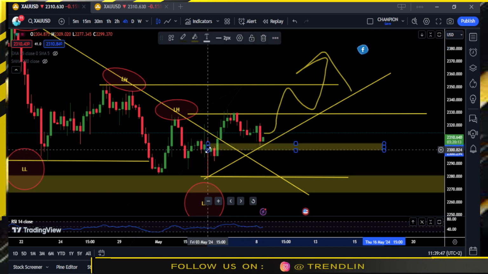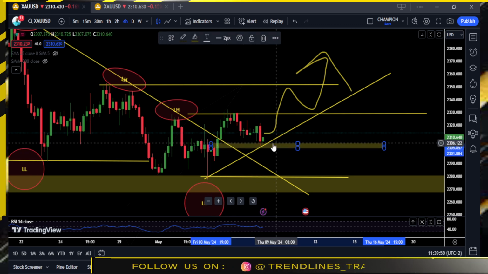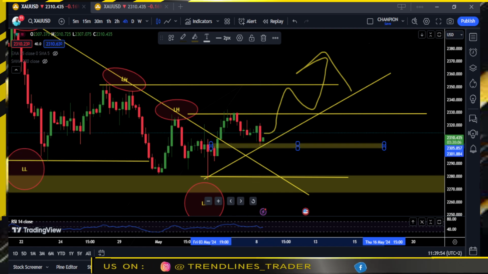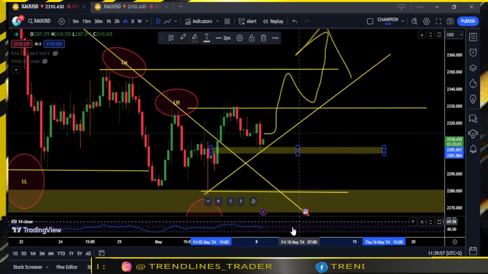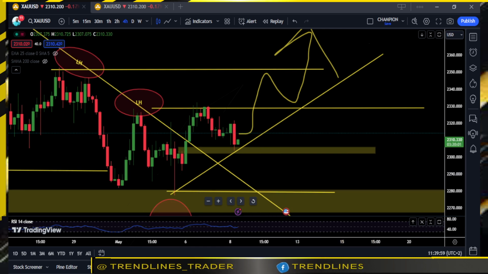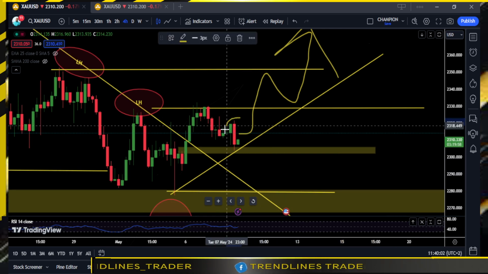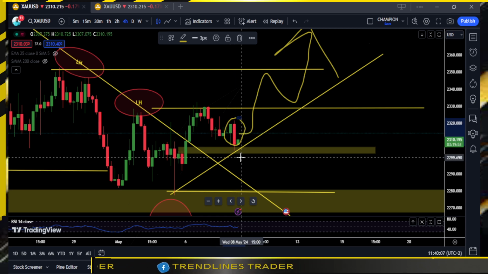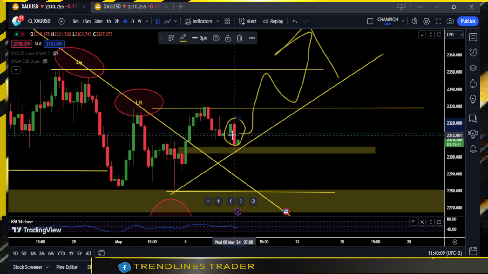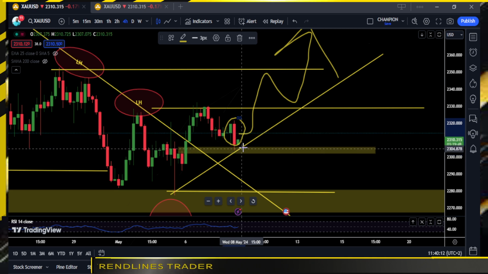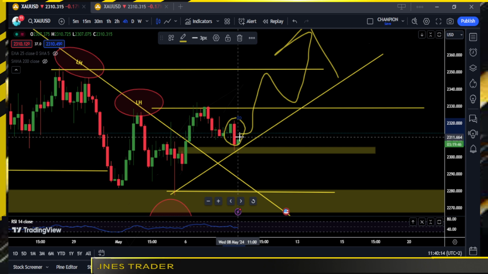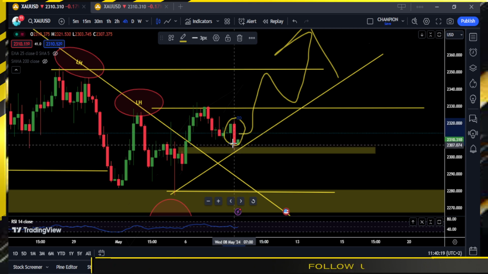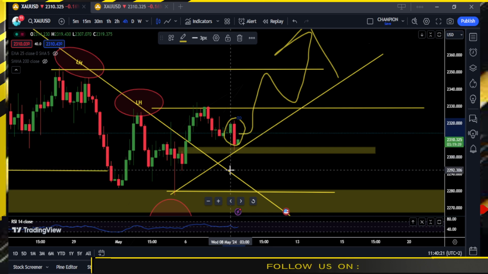We managed to get the support. So now we can expect, but when we read our candlesticks, we can see that the price is still very much bearish, as we know that the bigger candlestick, this is an engulfing, this is our candlestick pattern.